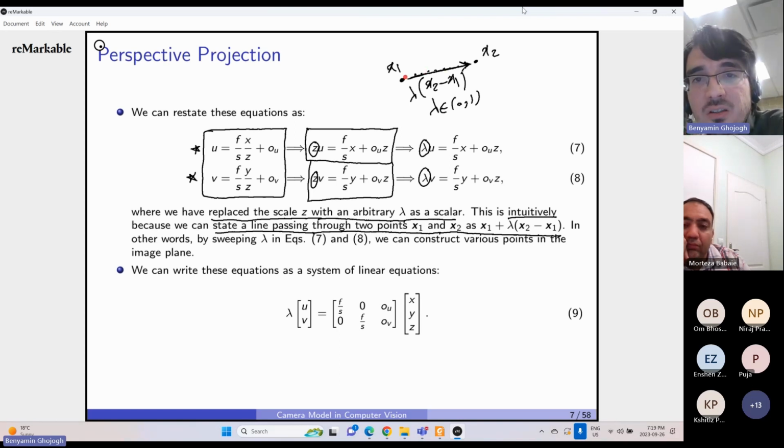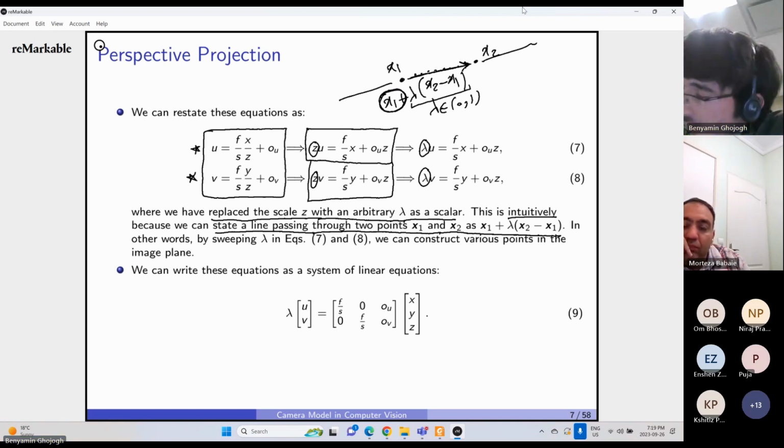By the way, I need to have x1 plus this, so starting from x1 plus this vector, right? When lambda is 0, it becomes x1. When lambda is 1, it becomes x2. When lambda is between 0 and 1, it's between these two points. Now, how can I go beyond the points? Can you tell me? Either over x2 or over x1.